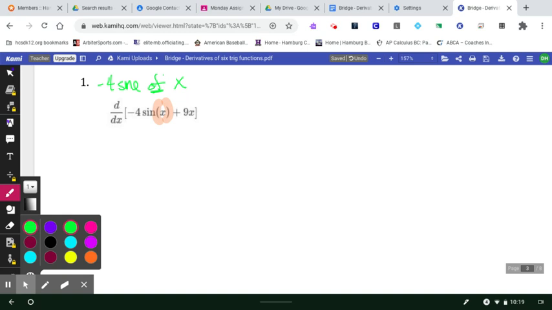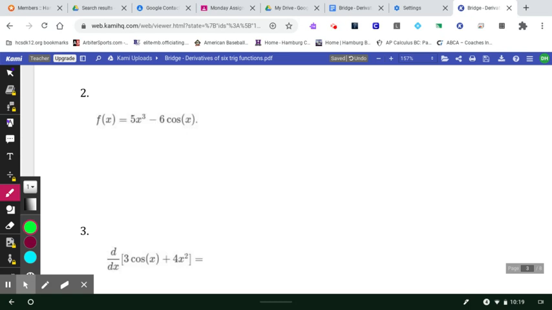So it's fairly simple. This is not a product rule because there's not an x attached to this. It's just a coefficient, so it just stays. So I'm going to leave it as -4. The derivative of sine, we just said, is cosine of x. And the derivative of 9x, remember that's linear, so it's just plus 9. And that's it. You have your derivative. So they're really not super difficult. You just kind of have to memorize them.